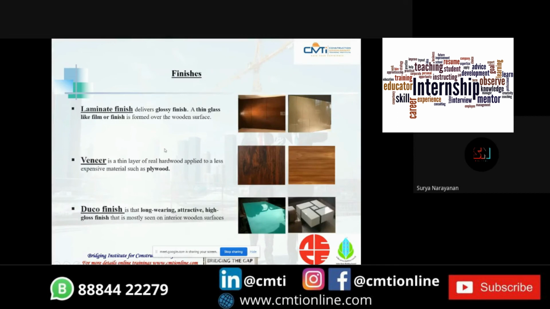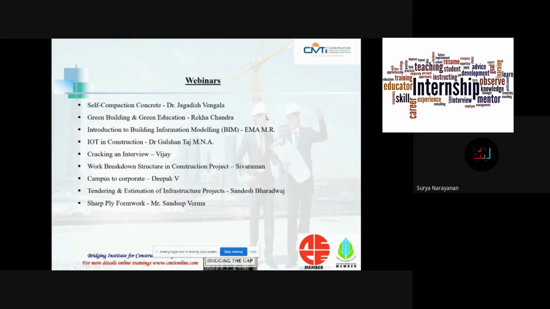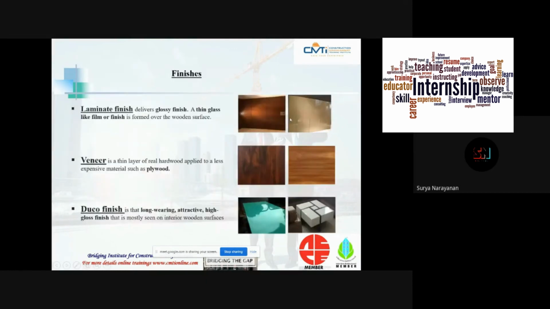So the next is finishes in interiors. There are three types of finishes, namely laminate finish, veneer finish, and duco finish. Laminate finish is a thin glass-like film which gives a glossy finish over the wooden surface, as you can see in this image.